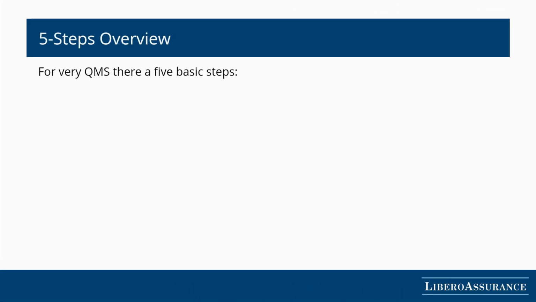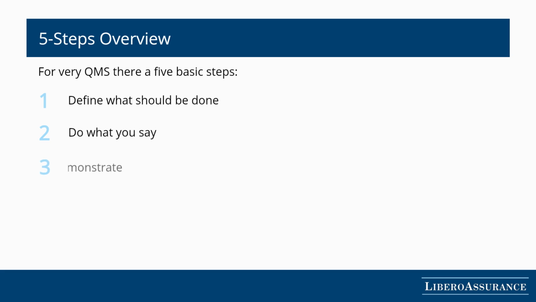There are 5 fundamental steps for effective setup and implementation of a QMS. Number 1, define what should be done. Number 2, do what you say. Number 3, demonstrate. Number 4, verify. Number 5, improve.